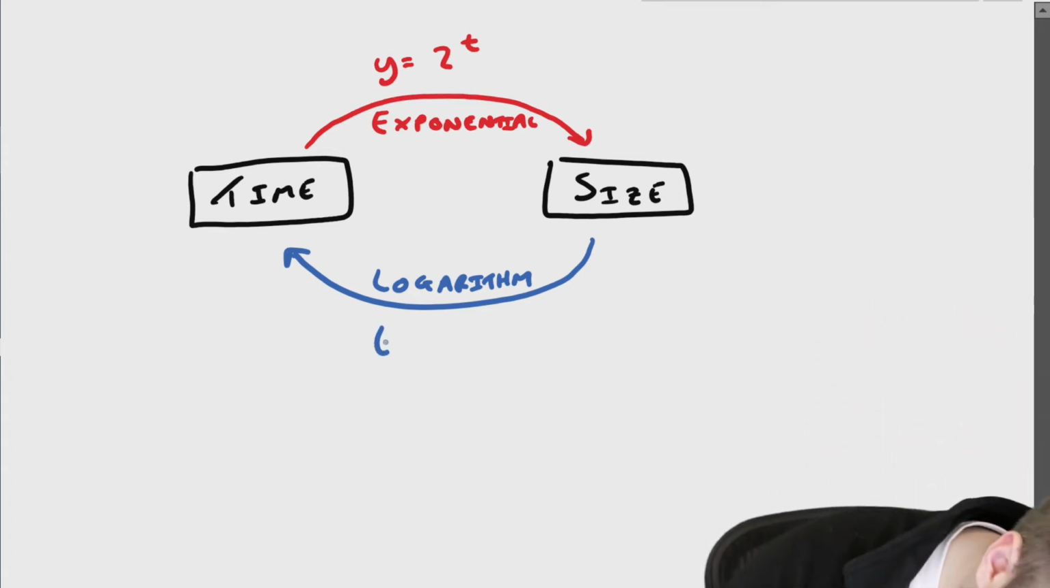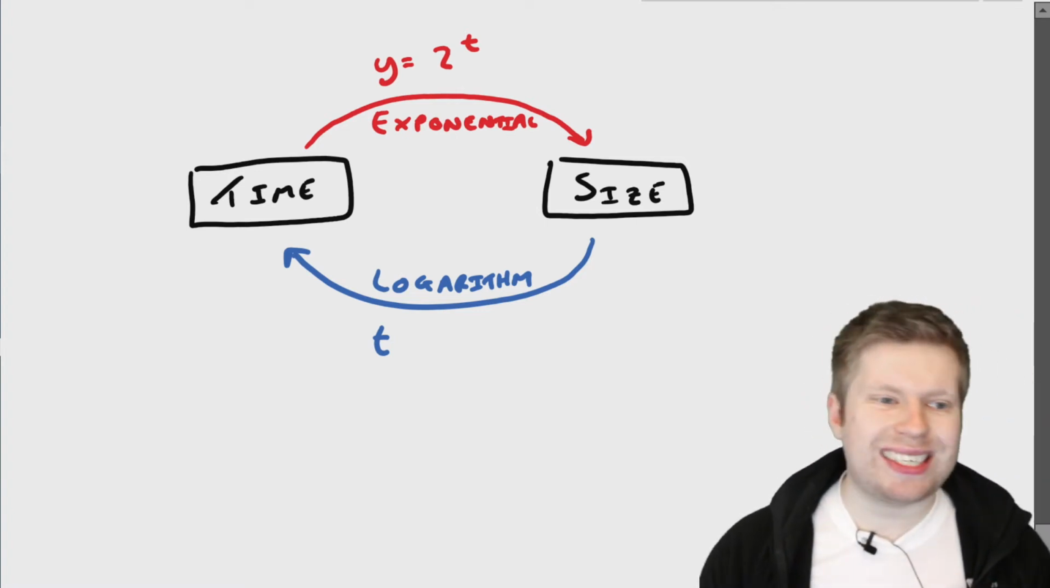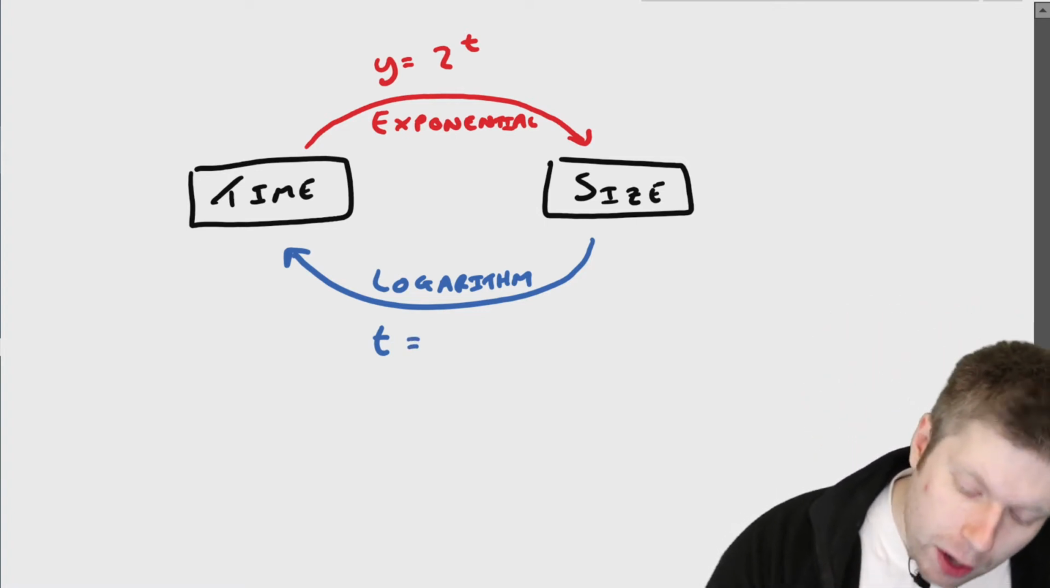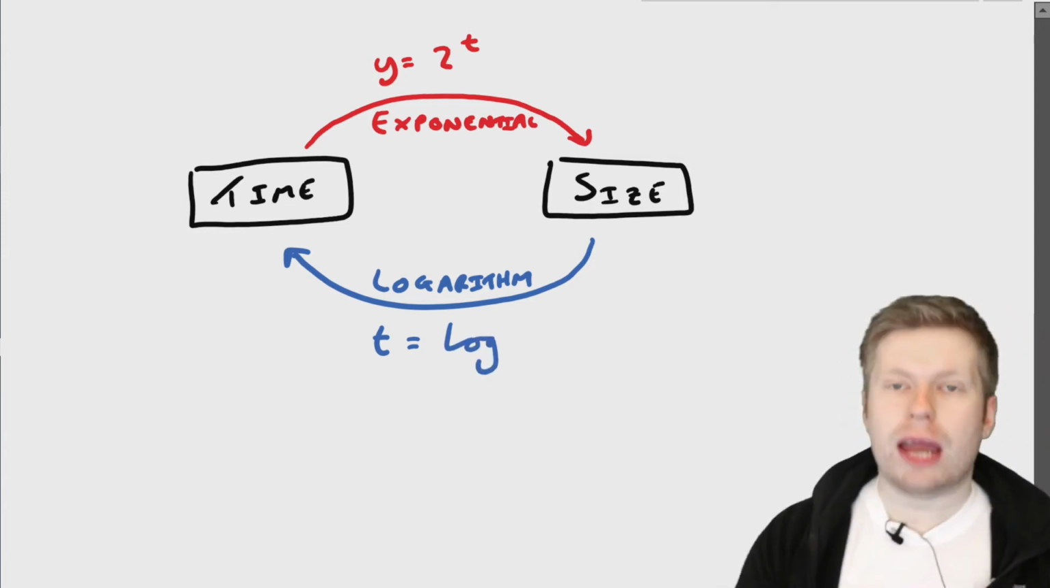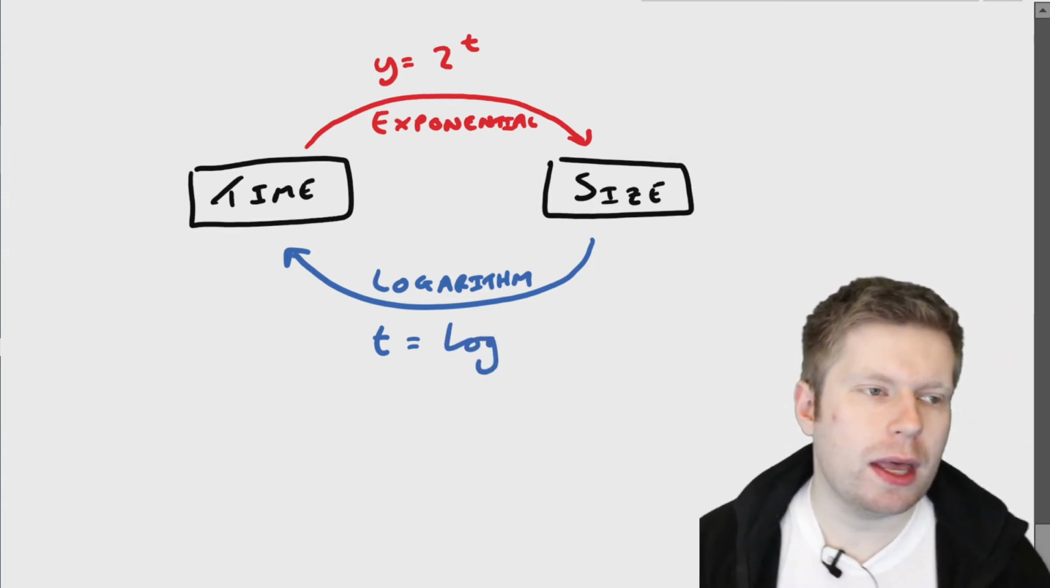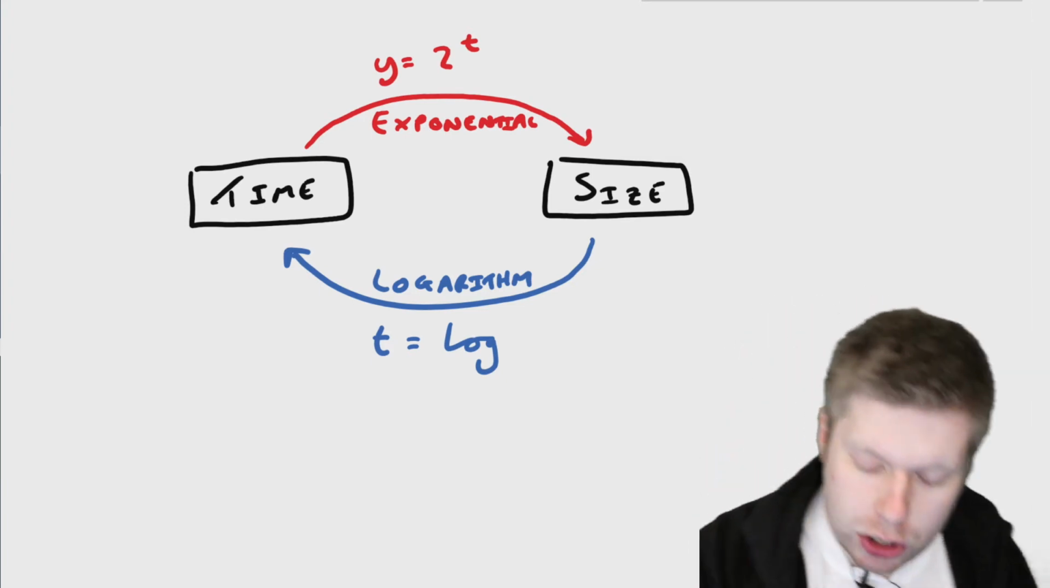So in other words, in this case, I want to find time, okay? I want to find t. So in order to do that, I need to use a logarithm. I'm going to shorten logarithm to log, rather than writing logarithm down every time. But are you happy that I need to know the size?